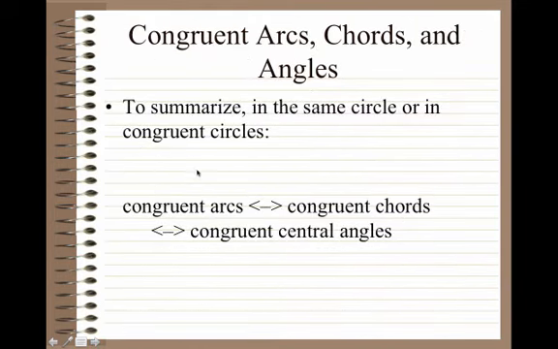So, to summarize this, in the same circle or in congruent circles, congruent arcs imply congruent chords and congruent central angles. Or congruent central angles imply congruent chords and congruent arcs. Or if you know the chords are congruent, then the arcs will be congruent and the central angles will be congruent. Once you get one congruency, you've got them all.